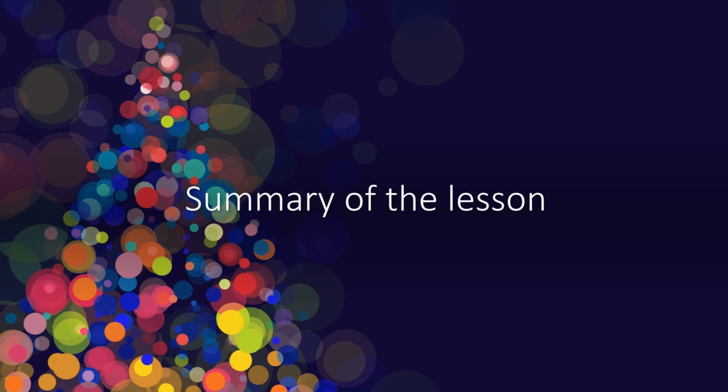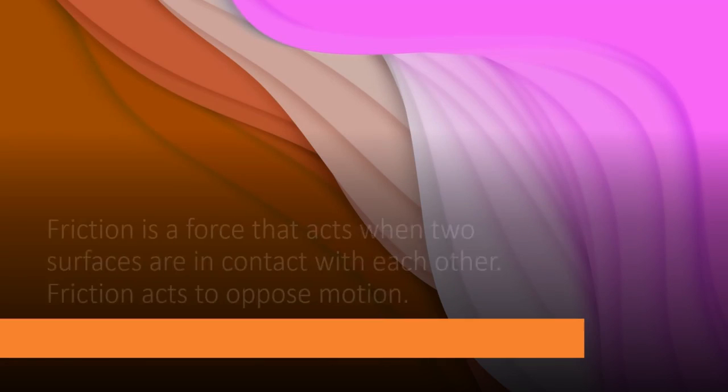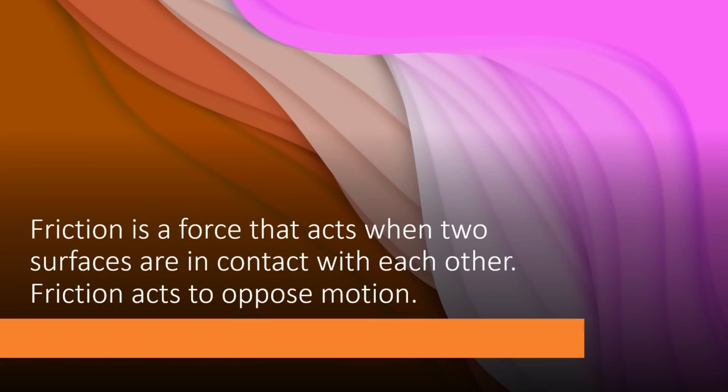Summary of the lesson. Friction is a force that acts when two surfaces are in contact with each other. Friction acts to oppose motion.